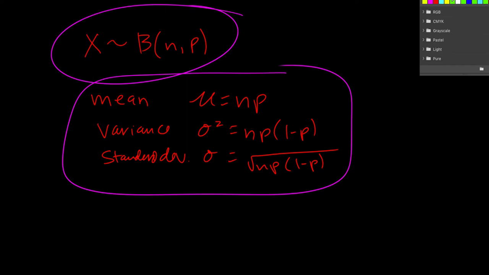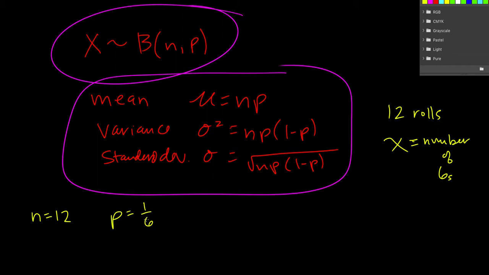So it says a fair die is rolled 12 times, and x is the number of sixes that resulted. Find the mean, variance, and standard deviation of x. Essentially our n is 12 because that's the number of times we rolled the die. Our probability of getting any one outcome is 1/6 because it's a standard six-sided die. And so we would write our binomial distribution like this.